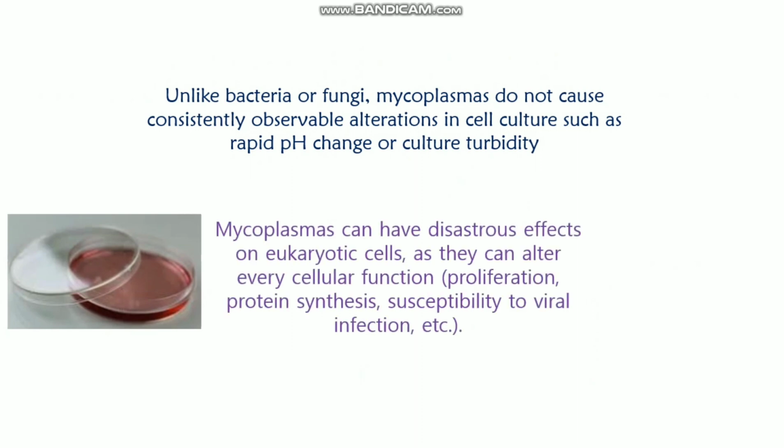Mycoplasma can also have a disastrous effect on eukaryotic cells. At the beginning, it has very little effect on the cells. Cells can grow easily, no problem, but later on, over time, mycoplasma influences cellular growth, proliferation, protein synthesis, and even has a tendency toward viral infection. So these are the outcomes of mycoplasma contamination.